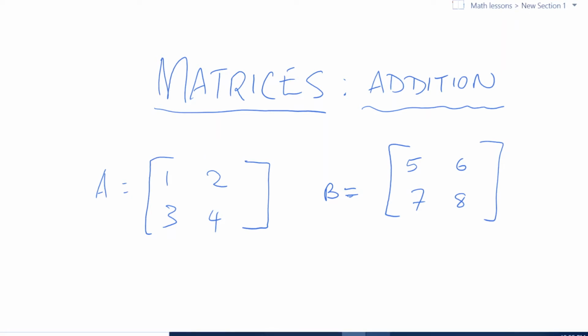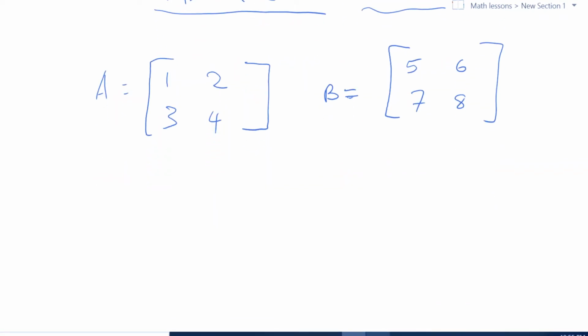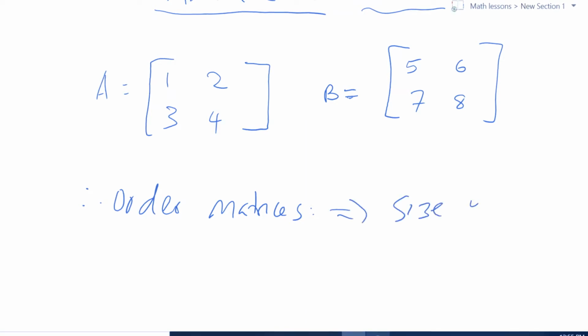Hello, today I'm going to show you how to add matrices. In order to add matrices, there are several things that you need to consider first. You have to consider the order of the matrices. What I mean by that is the size of each matrix you want to add.